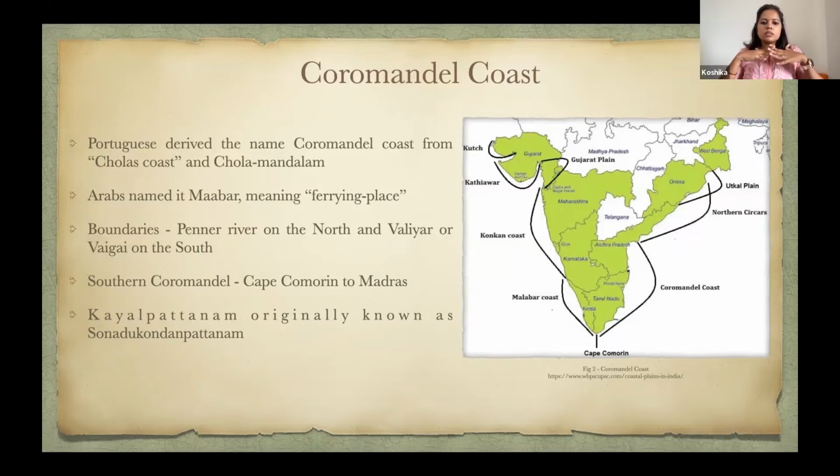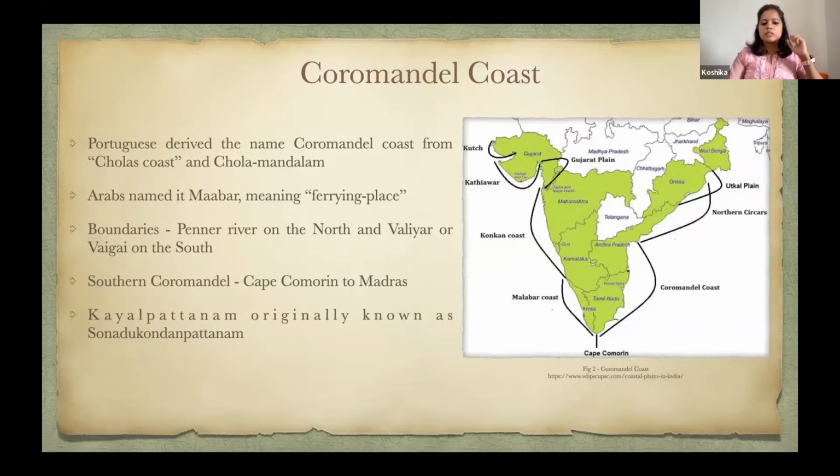How did the name Coromandel Coast come about? The modern name Coromandel Coast was given by the Portuguese. Before that, this was called the Chola country, Chola's coast, or Cholamandalam. From that, the Portuguese derived the name Coromandel Coast. But the Arabs called it Mabar, meaning the fearing place. Why Mabar? Because, as I said before, it is a transit point. It was in the middle, so that is why they gave the name Mabar.